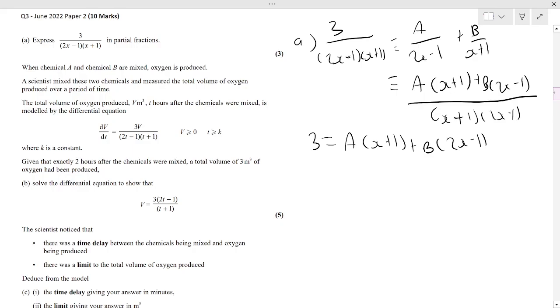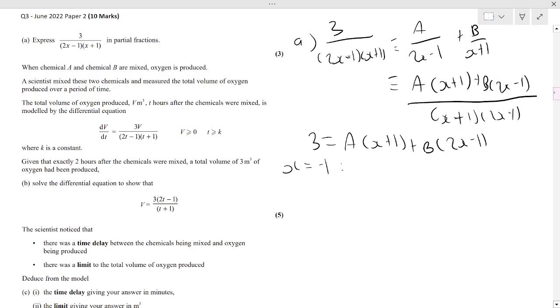You can do this many ways to find a and b. I think perhaps the best way is to set each bracket equal to 0, because what that will ensure is that you get rid of all the constants. So you only have one equation with one constant. That's easy to solve. So the first one, let's let this bracket equal 0. So x plus 1 equals 0, so x will be minus 1.